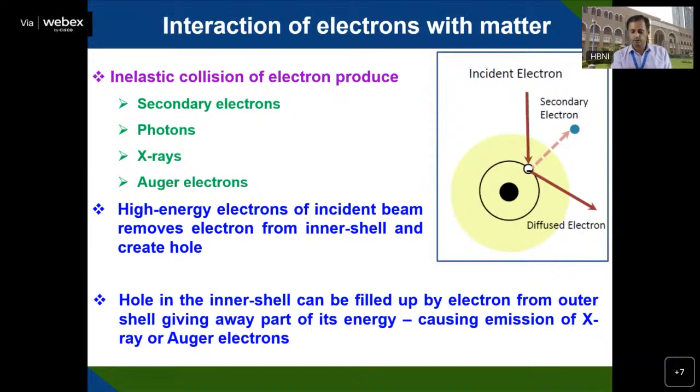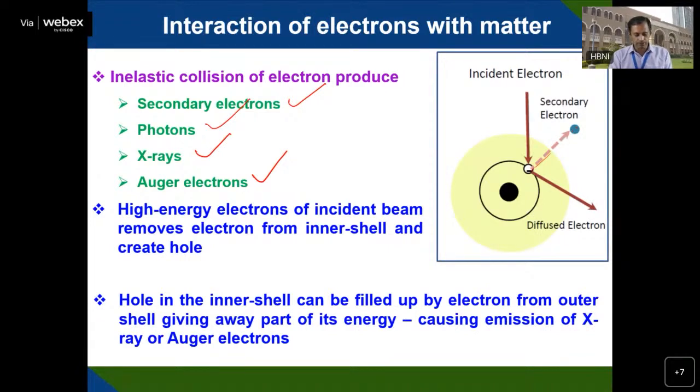And this inelastic collision will mainly produce, as I discussed, secondary electrons. It can generate photons, that is light, and it can generate X-rays, characteristic X-rays, or it can also produce Auger electrons. So when you have an incident beam, the electron will be diffused and it will knock out an electron, that is a secondary electron. If it deviates the path, that will be the backscattered electron that we discussed.